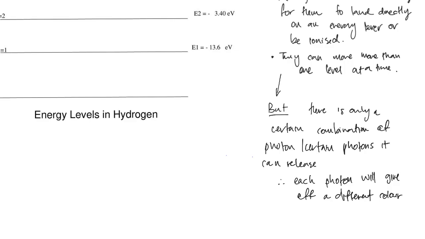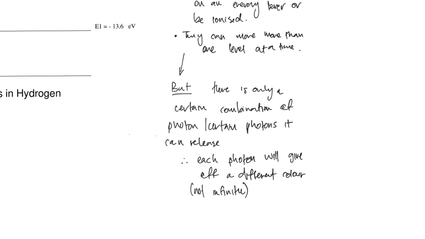Alright, so this one is not infinite. In other words, every single atom only gives off a certain amount of colors. So I'm going to see only certain bands of color per atom. That's how I know which atom it is. So let's have a look at hydrogen.